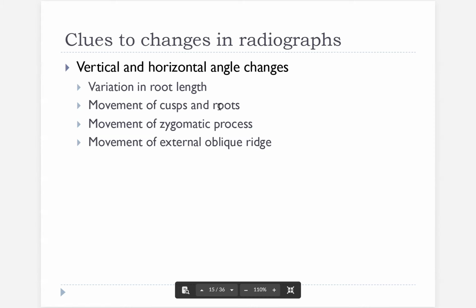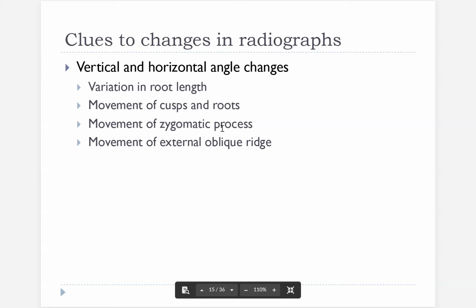The movement of the cusps and the root, they tend to go with the direction of the beam because the buccal cusps will tend to kind of bend or stretch toward the direction of the beam, and the same with the roots. The zygomatic process, that's either going to kind of lower, come down, just like you guys have been looking at those anatomy handouts that I gave you.